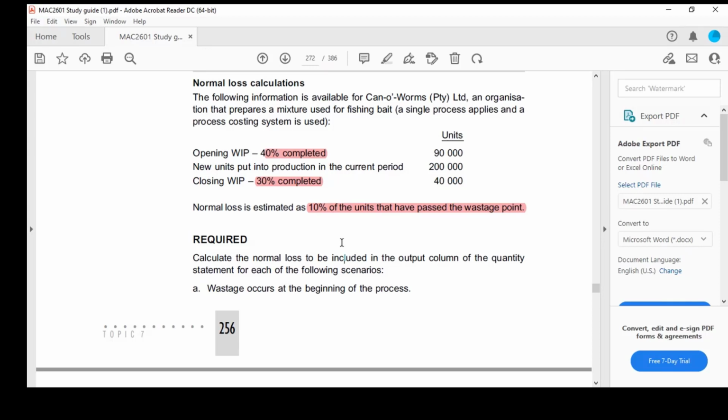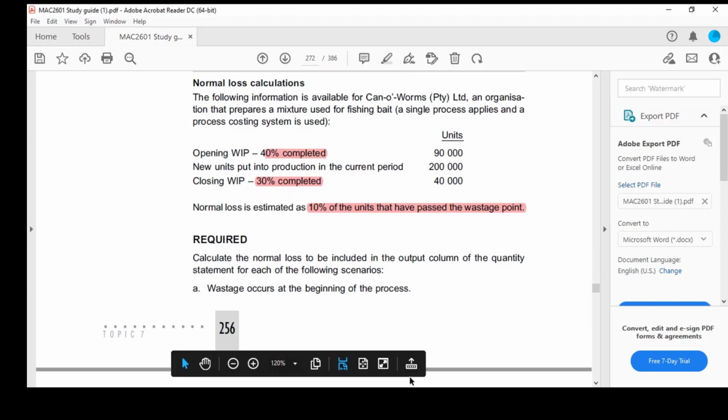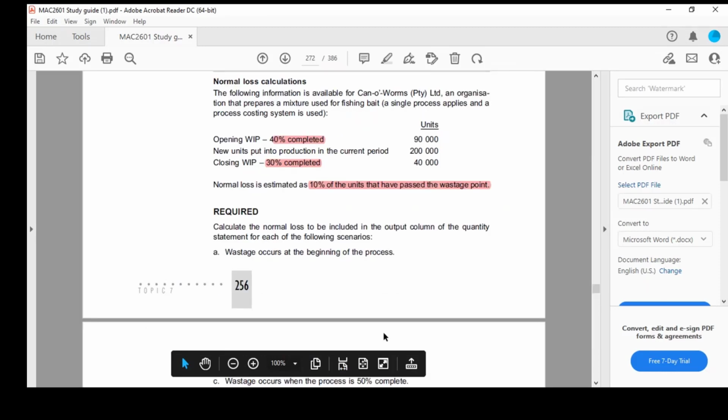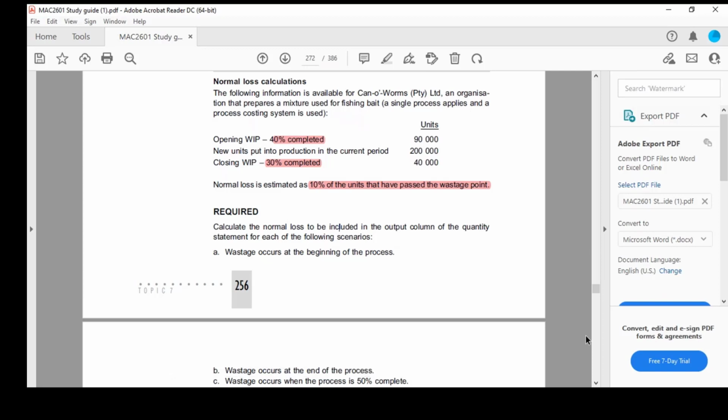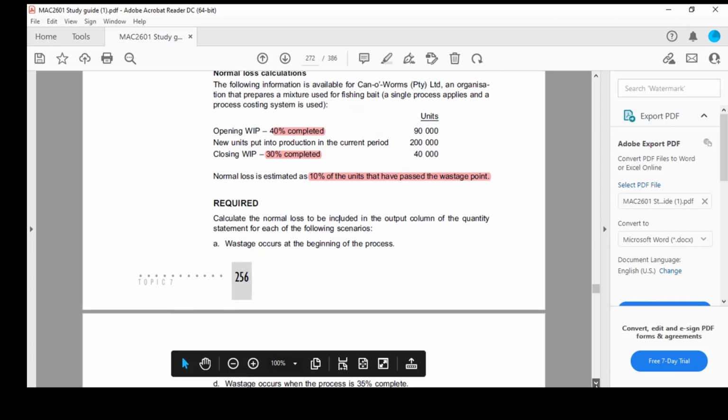Correct. And then, what would you do with that 30%? No, wait, hang on. If it's at 40%, that means it's past your wastage point here. So your wastage is included in that 40%. So you'll bring your opening WIP as is. Okay. All right.